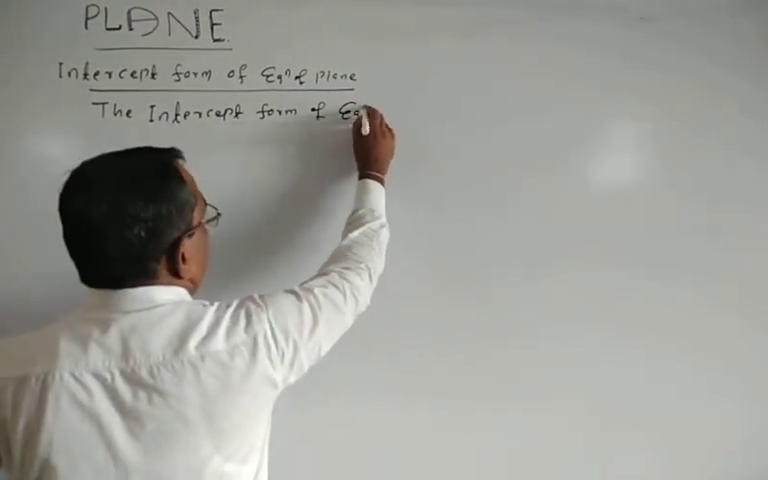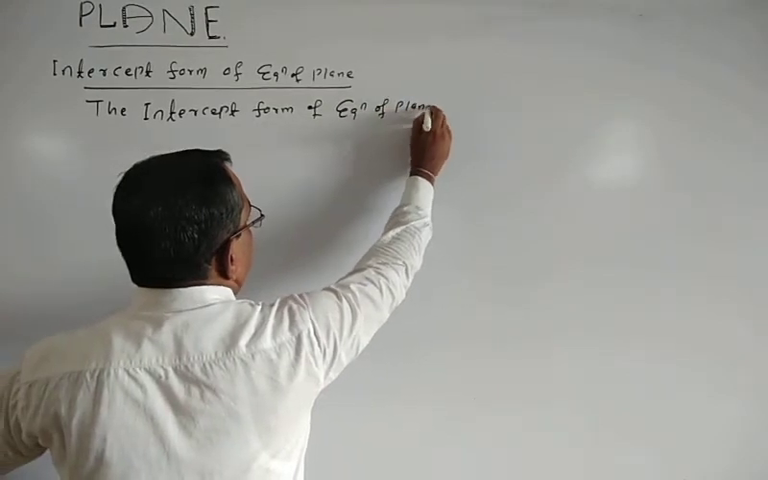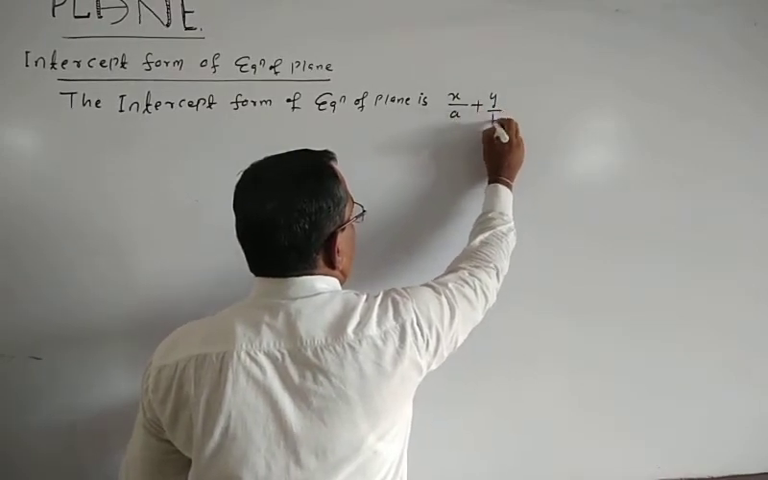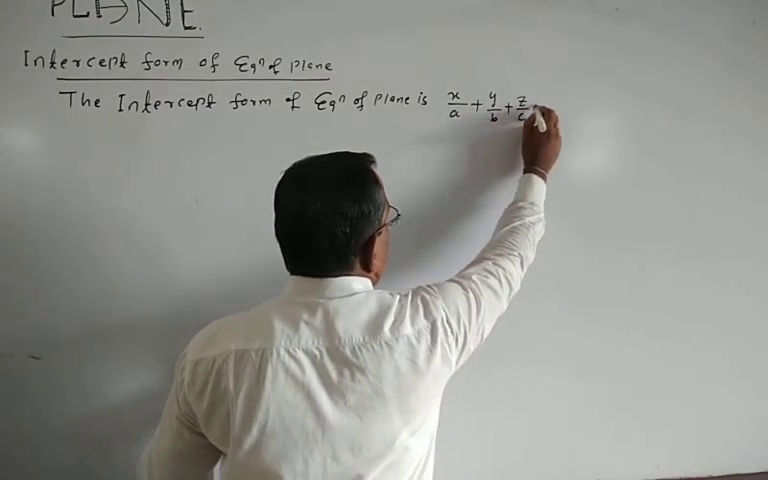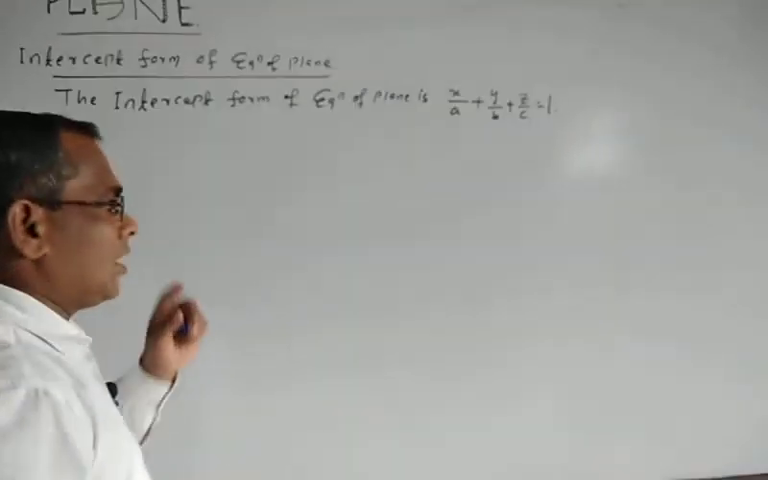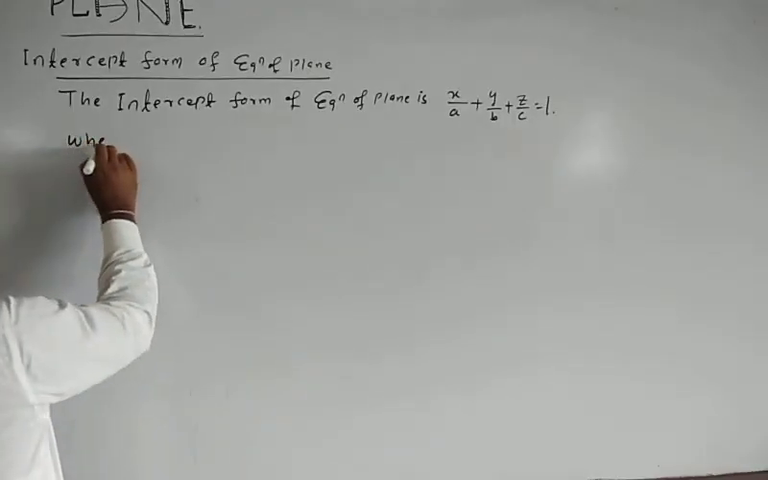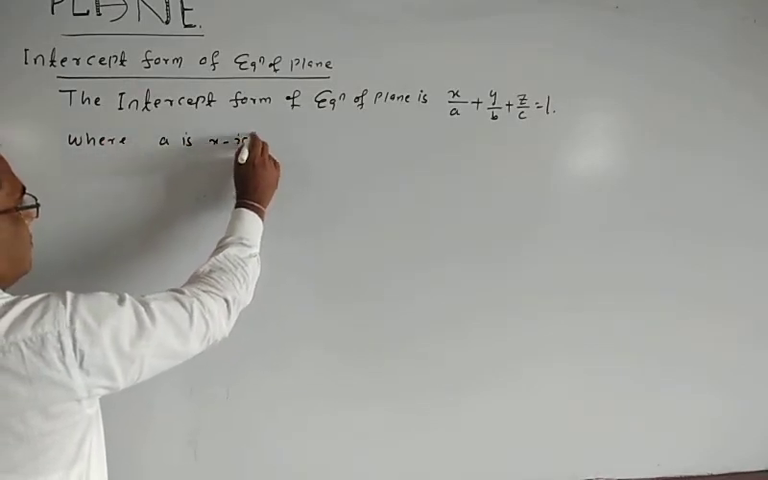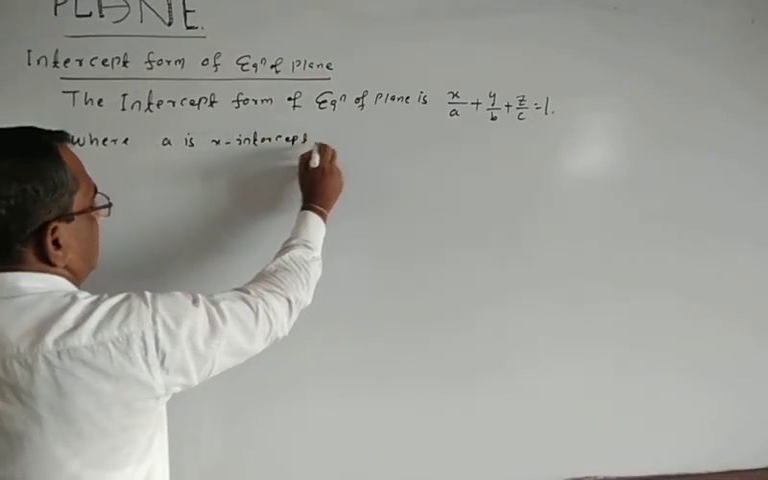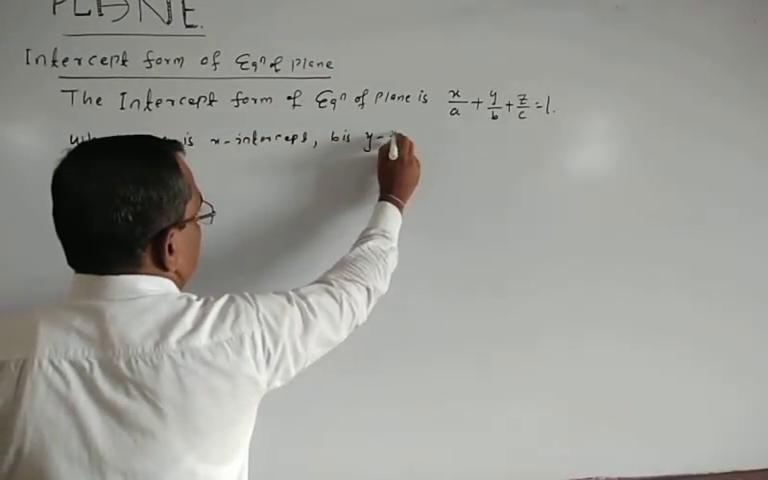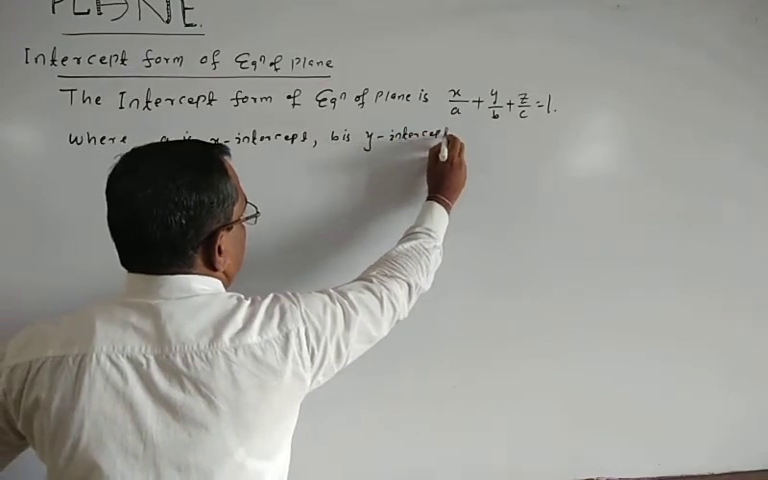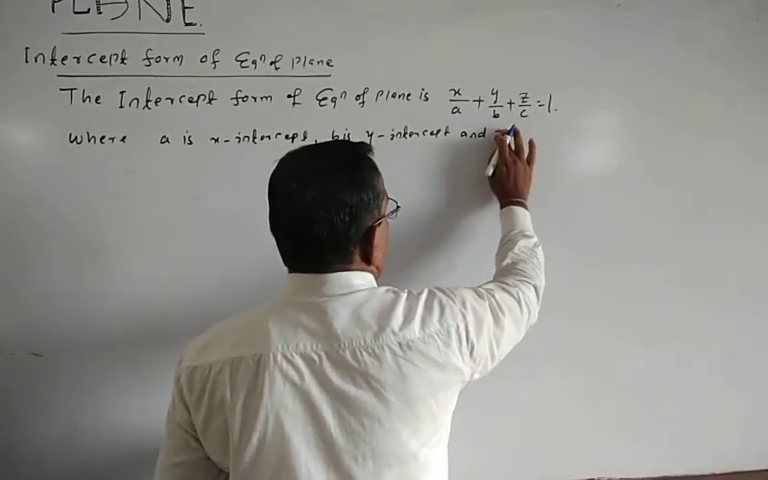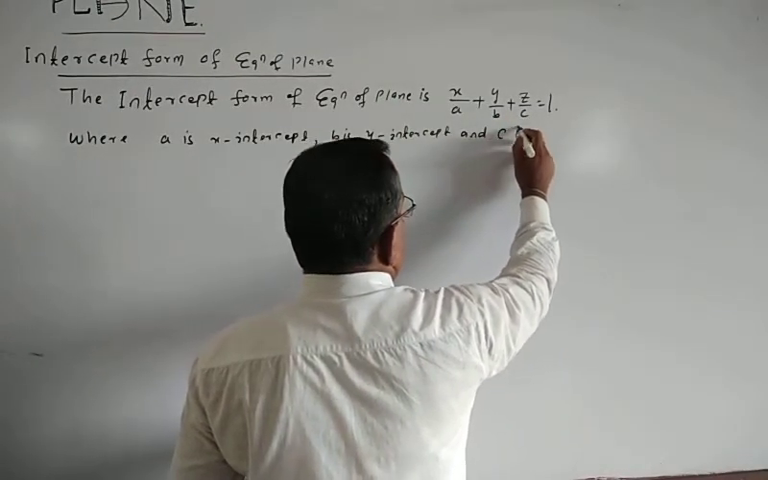The intercept form of the equation of a plane is x by a plus y by b plus z by c is equal to 1, where a is the x intercept, b is the y intercept, and c is the z intercept.